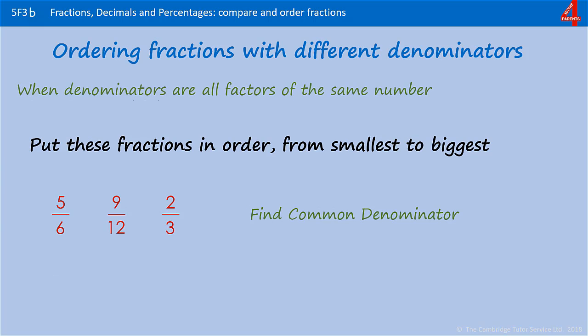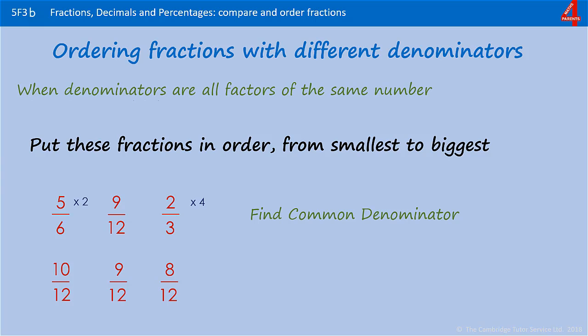It's safe in this instance to go with the biggest one. So we're going to go with 12. 6 and 3 will both go into 12. So we can make 12 our denominator. How many times does 6 go into 12? Well, we'll multiply that by 2. So we're going to multiply the 5 by 2 to give us 10/12. 9/12 will stay the same because that's already 12ths, and 3 to get to 12 we multiply by 4, so we're going to multiply the numerator by 4, and that gives you 8/12.